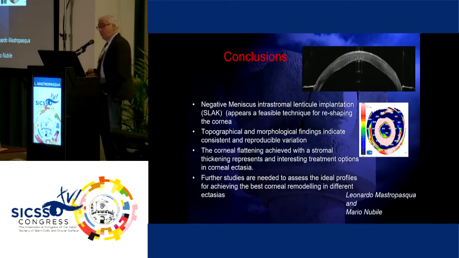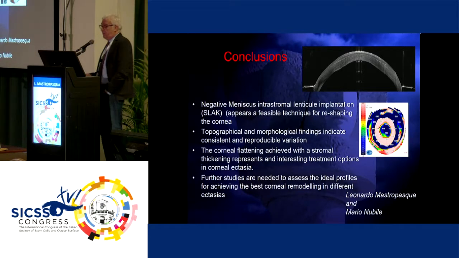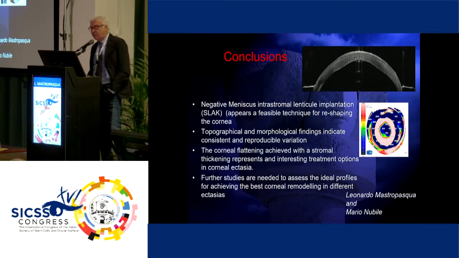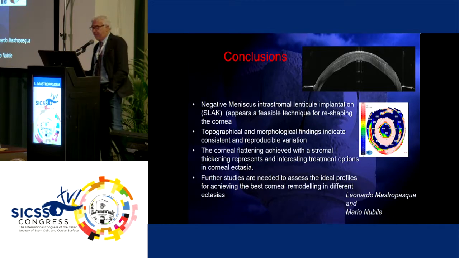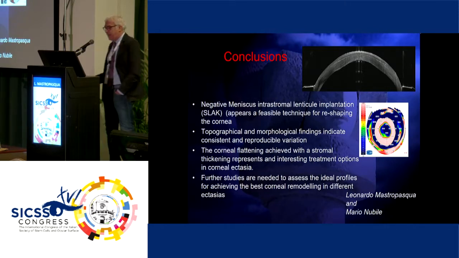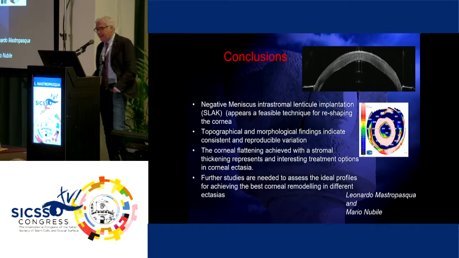In conclusion, you can see that the negative meniscus stromal lenticule implantation appears a viable technique for reshaping the cornea that we call SLAC. The topographical and morphological findings indicate consistent and reproducible variation, because we have performed it until today in 12 patients. The corneal flattening achieved with the stromal technique represents an interesting treatment option in corneal ectasia. Further studies are needed to assess the ideal profile for achieving the best corneal remodeling in different cases.